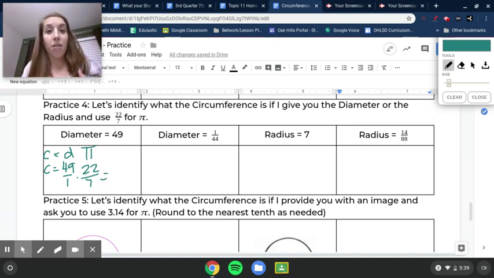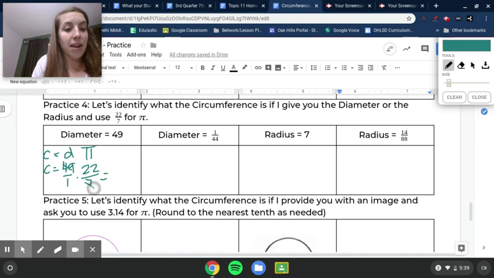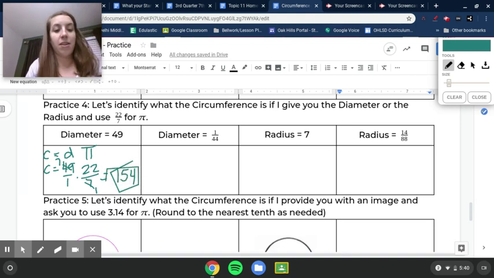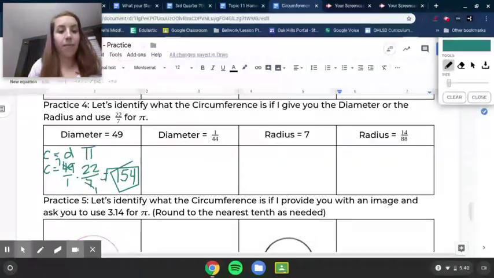Or if you're the math view like me, I see that 49 and 7 can cancel. So I'll cancel these out, and this becomes 7, and this is a 1. So 22 times 7 actually gives me 154. So that is my answer. All right. It was a little sloppy. Let's do this next one.